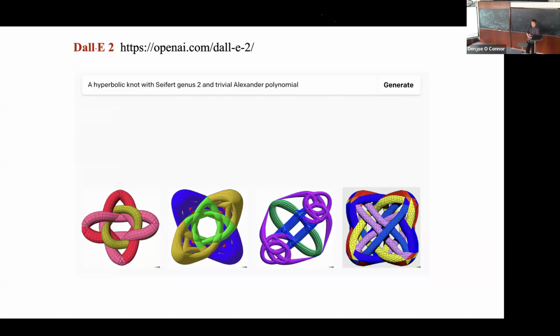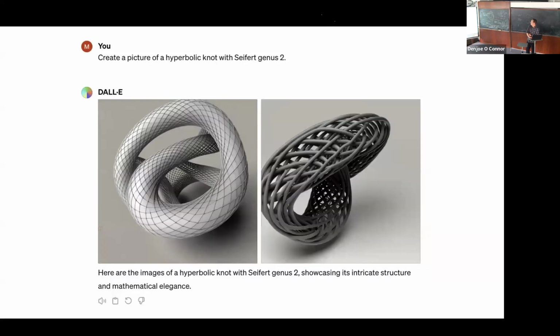it a reasonable chance. So a couple of months ago, I asked it to produce a hyperbolic knot with cipher genus 2, and it created these beautiful looking pieces of artwork. Again, neither of these are knots that I recognize. They're really not even well-defined knots. I think if you look closely enough, things are not connected in the right way.